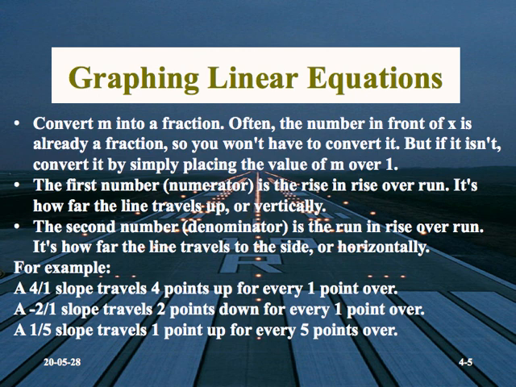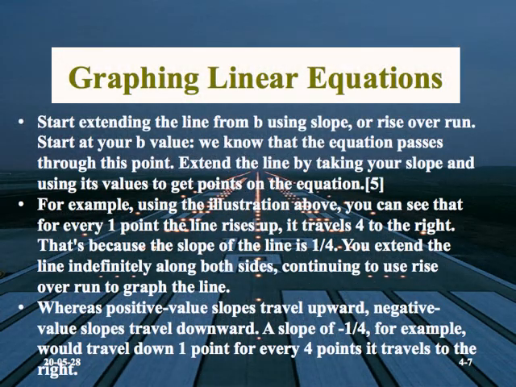For example, a 4/1 slope travels 4 points up for every 1 point over. A -2/1 slope travels 2 points down for every 1 point over, and a 1/5 slope travels 1 point up for every 5 points over. Start extending the line from b using slope, or rise over run.